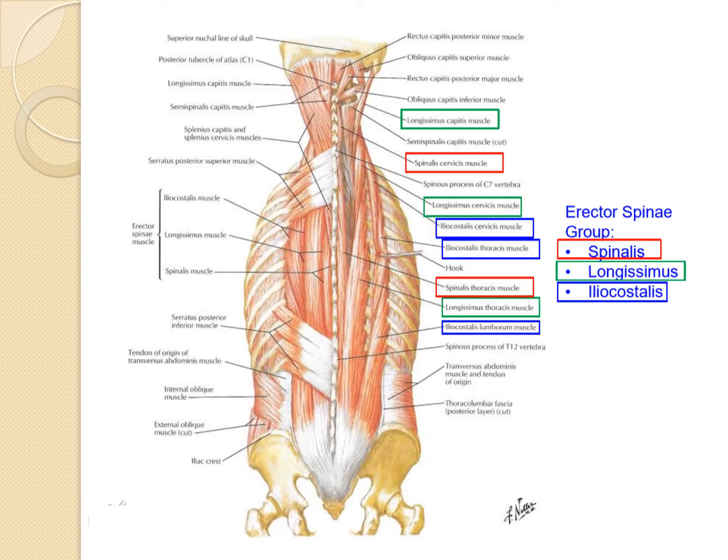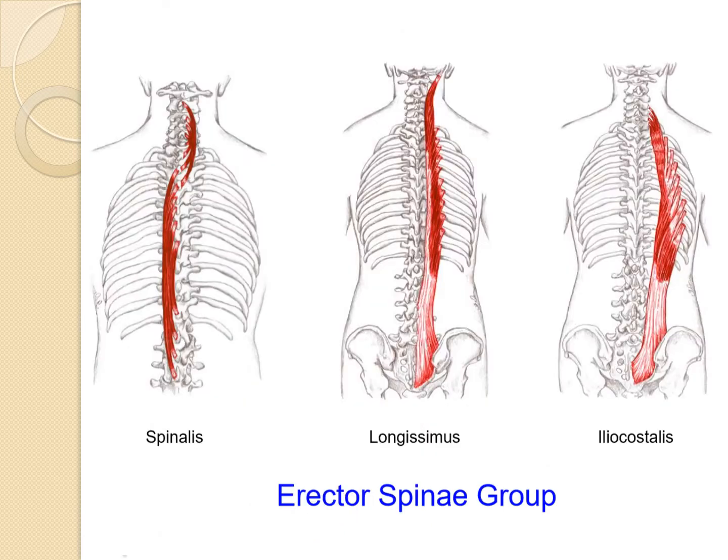The erector spinae group of back muscles consists of the spinalis muscles, made up of the cervical and thoracic components, the longissimus muscles, made up of the skull, cervical, and thoracic components, and the iliocostalis group, made up of the cervical, thoracic, and lumbar components. This graphic better illustrates the 3 types of muscles which make up the erector spinae group.